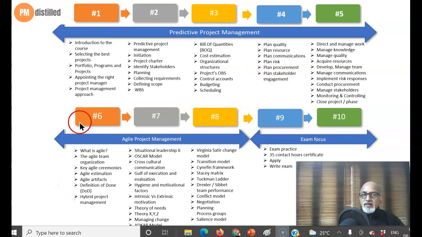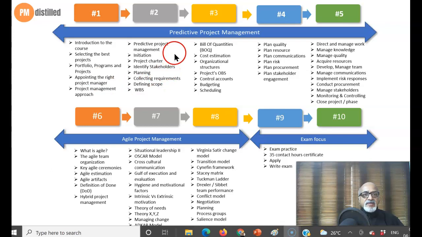Here is the 10 iterations plan to become a PMP. In the first iteration, we start with the introduction to the course, then selecting the best projects, portfolios, programs and projects, then appointing the right project manager and selecting the right project management approach for the project. So these topics we cover in iteration 1.